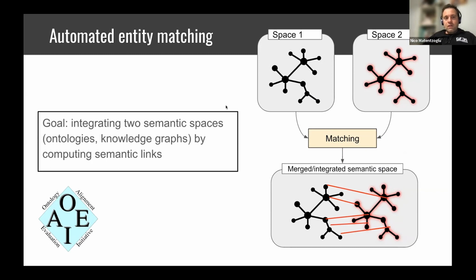So the goal here is to integrate two semantic spaces by computing semantic links between these spaces. You have, let's say, these two spaces up here. These could be ontologies, databases, and so on. Then you have some form of matching algorithm. And then when this matching comes out, you get the links between the appropriate nodes, merge this together, and then you can use it in a merged scenario.